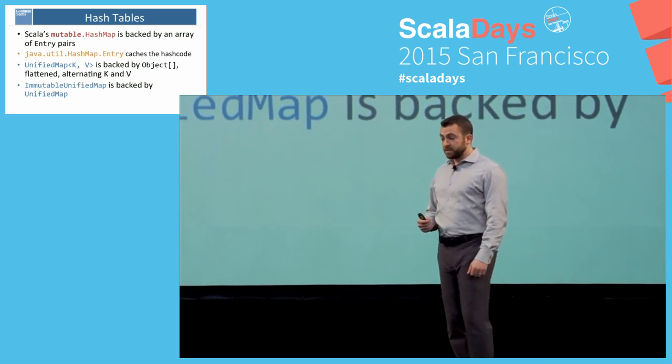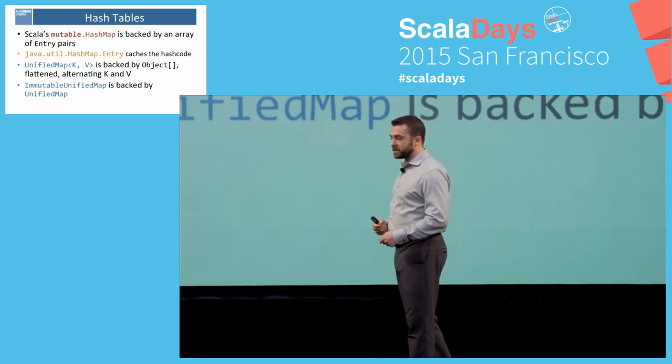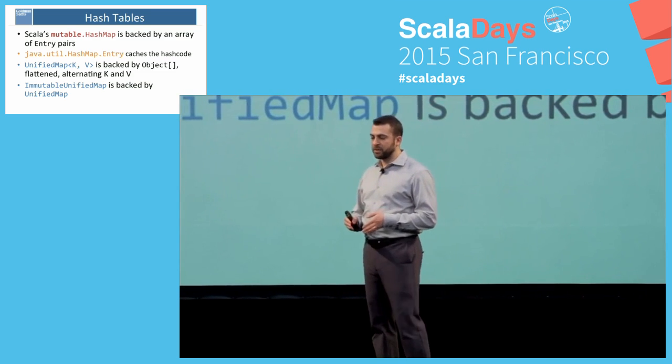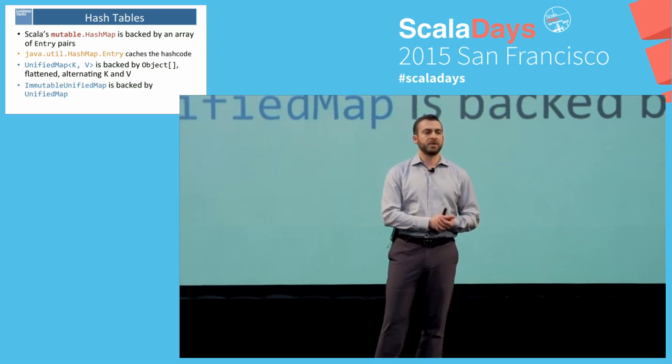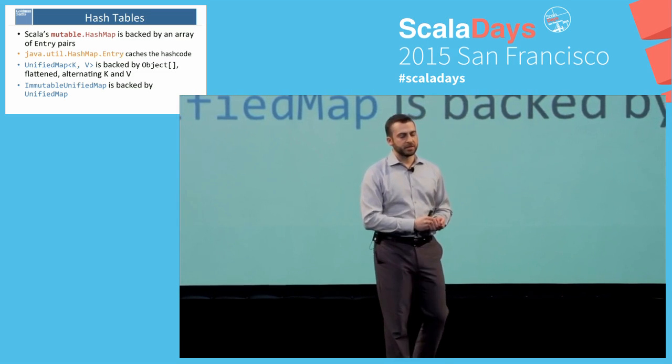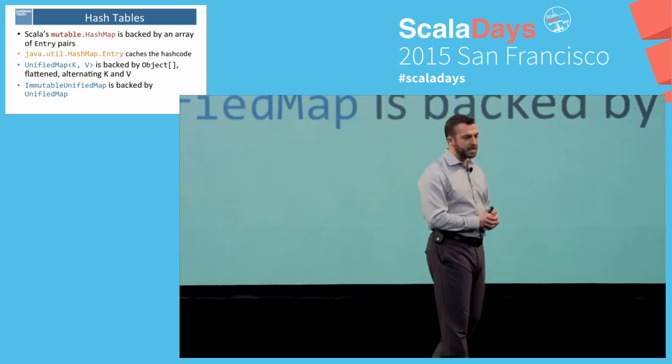Java Util HashMap is similar. It's also backed by a table of entries, and in this hash map, each entry has the key and the value, of course, the next pointer, and it also caches the hash code. So that's an interesting time memory trade-off. When you cache the hash code, it of course takes more memory, but you can get a big speed benefit when you have to resize the whole map.